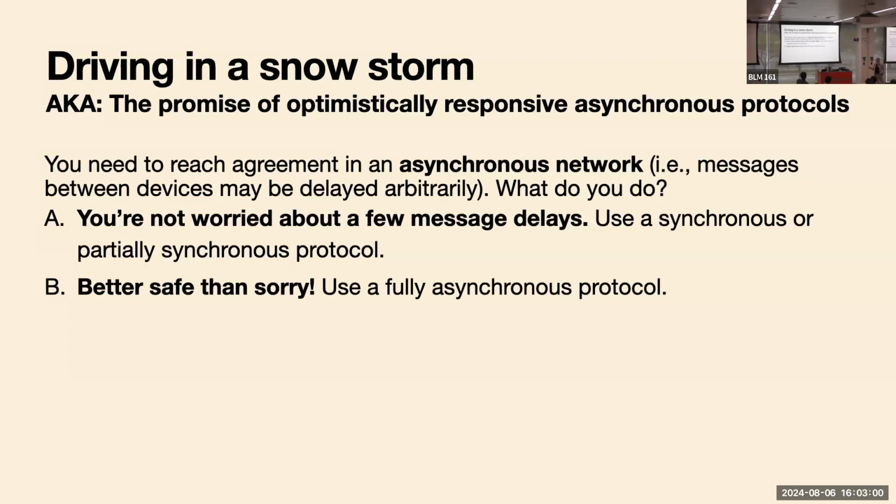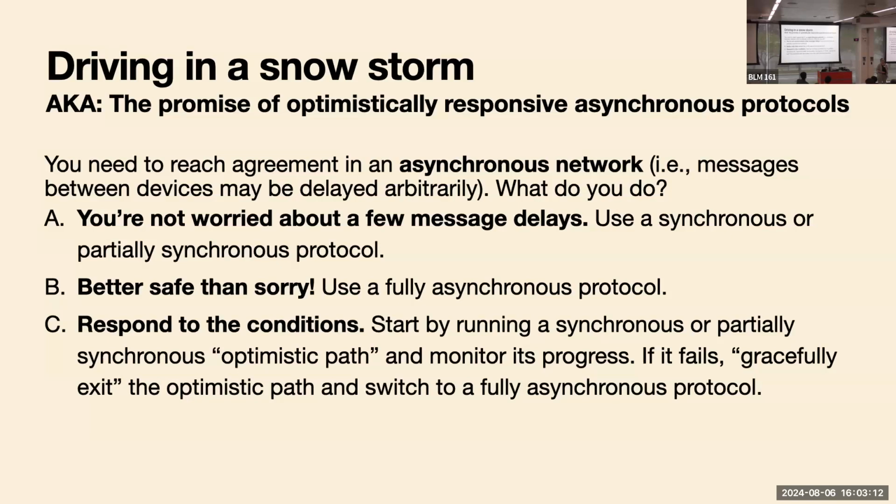This, in my opinion, is in a lot of cases a perfectly reasonable solution, but we might be interested in exploring some of the design space where we explore some of those trade-offs more deeply. So let's say that we're interested in developing a protocol that responds to the conditions. We're going to start by running a synchronous or partially synchronous protocol. Specifically, we'll call this our optimistic path, and we'll monitor its progress somehow. And if it fails, then our hope is that we can gracefully shut down that path and all agree to hop over to our other path.